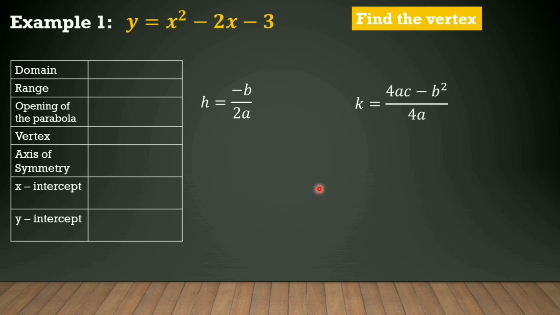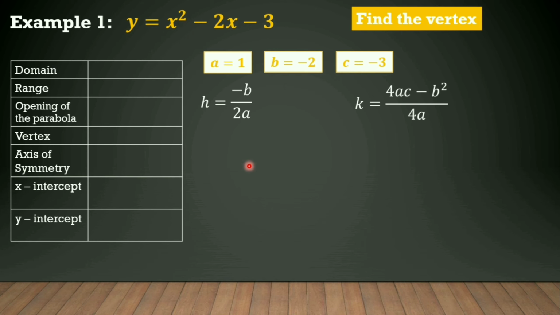To solve this, we need to identify the value of a, b, and c in this equation. So, our a is positive 1, b is negative 2, and c is negative 3. We will simply substitute these values to this formula. Let's solve first for the value of h. H is equal to negative b over 2a. So substitute the value of b: negative times negative 2, then 2 times a, which is 1. Negative times negative 2 is positive 2. Then 2 times positive 1 is positive 2. So 2 divided by 2 is equal to 1. H is equal to 1.